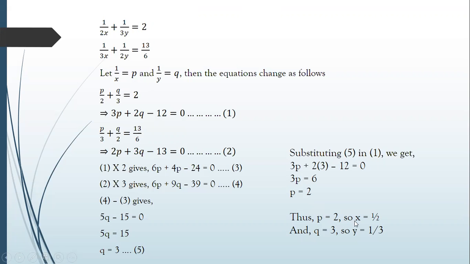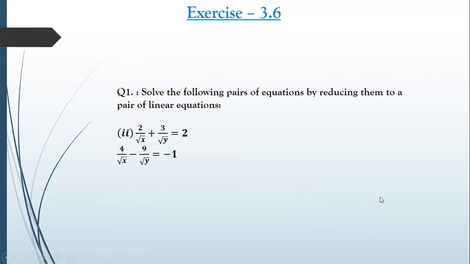So p is 2, then x will be 1 by 2. If q is 3, then y will be 1 by 3. So whenever these kind of questions are asked, make sure that you don't stop at p and q and you have to substitute the value to get x and y. That will be the final answer.